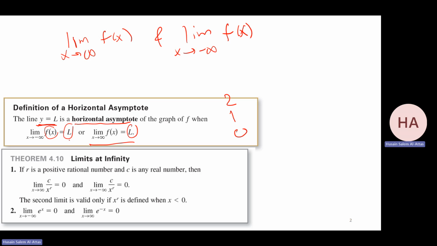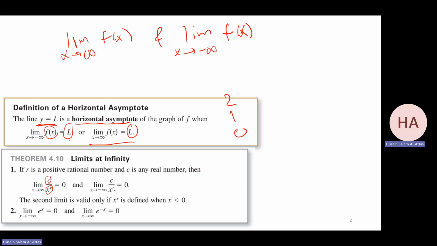Okay, now let us check horizontal asymptotes for different functions. This is what I will do, then we'll solve problems. If I have a constant over x to the power r, then this limit will be what? It will be a constant over infinity, which is 0. And the same thing here.